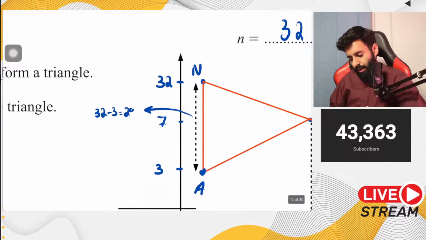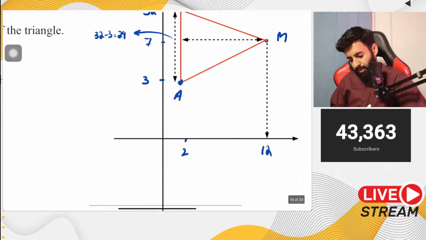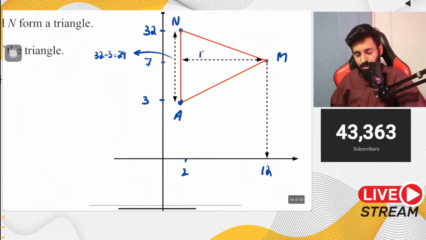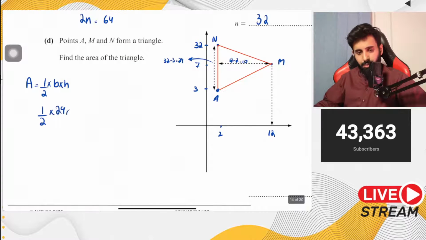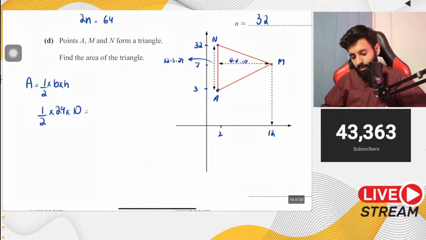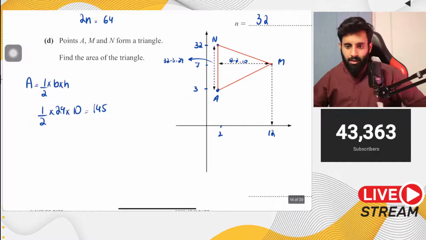And then this length is going to be the height, which is going to be 12 minus 2, which is equal to what? Which is equal to 10. And there you go. Half into 29 into 10. If you work this out, 0.5 into 29 into 10, that's equal to 145, and that's your final answer.